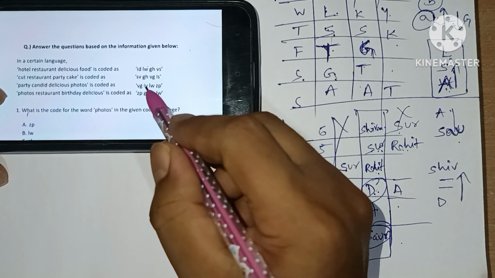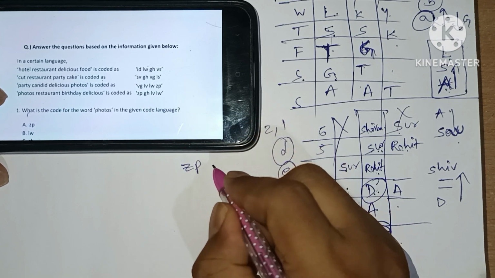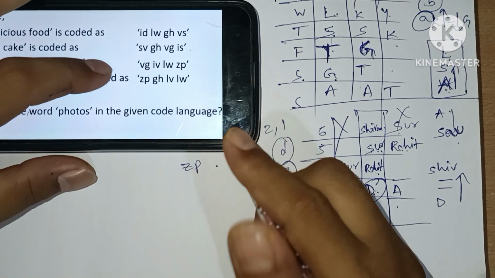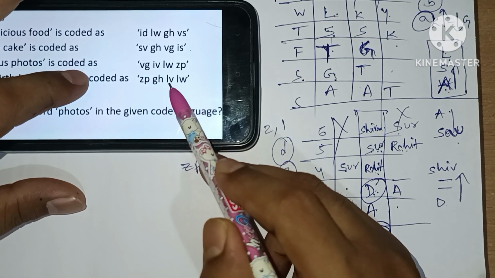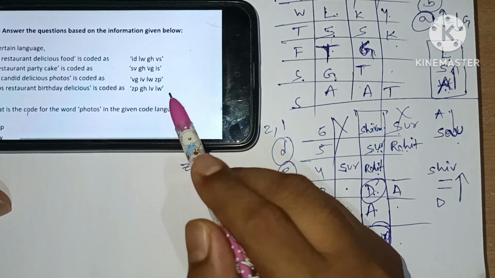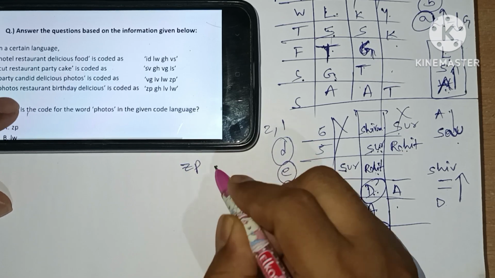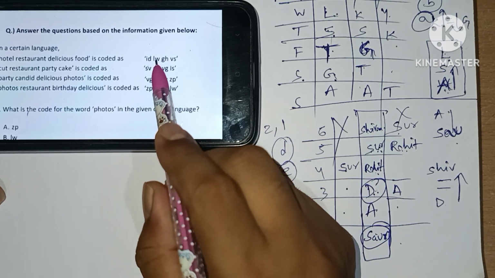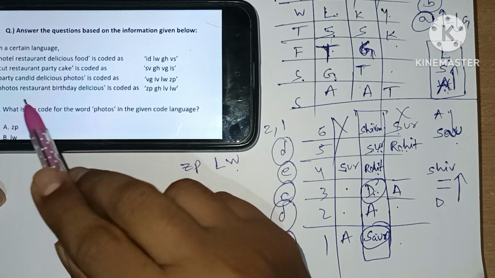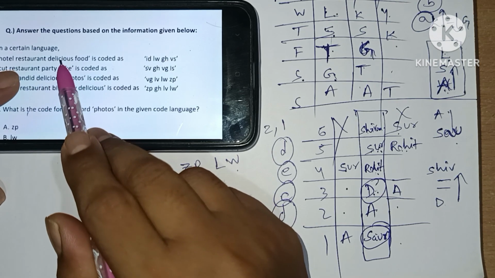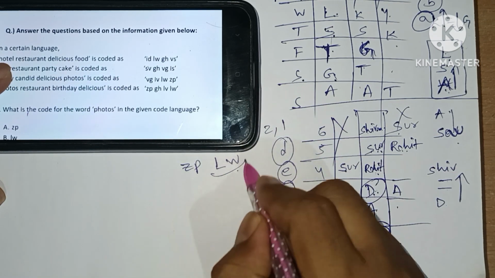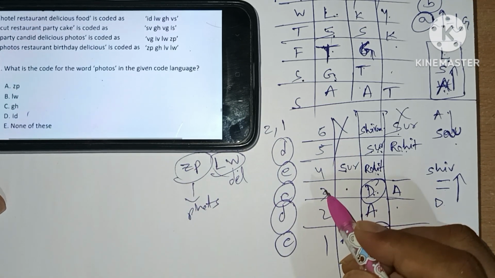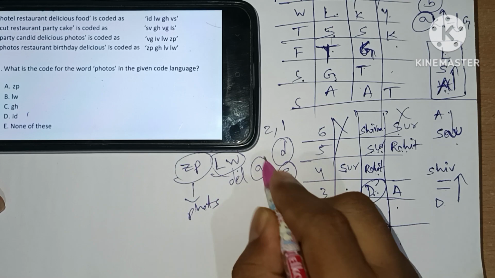GH, no. IV or LV? Is this IV or LV? It is IV and this is LV. So those are not the same, but LW is the same. So we have two common words, ZP and LW. Here we have LW, which is photos, and delicious is common. Here delicious is nothing but ILW. This is delicious, so that is photos. So the answer for photos will be ZB. Option A is our answer.